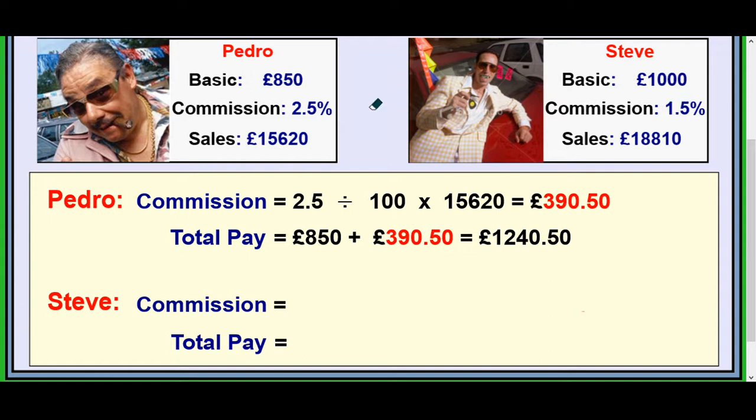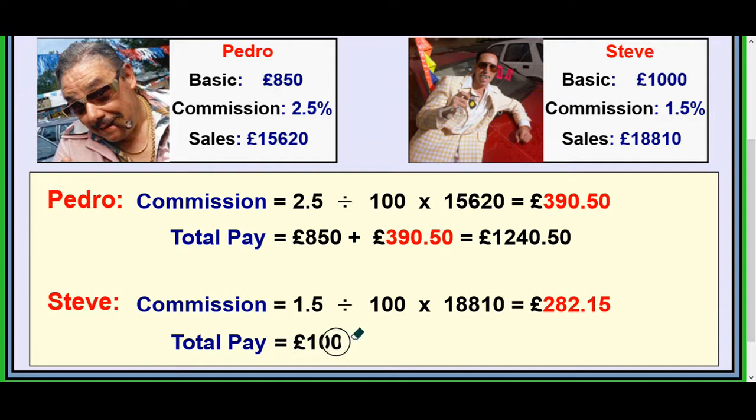Steve, on the other hand, he's got a basic salary which is bigger, but his commission's not as good. It's 1.5% instead of 2.5. So for Steve, the commission is 1.5% of the sales, so 18810. So 1.5 divided by 100 times that amount, and you'll get £282.15. And then add it on to his basic salary. So his basic salary was 1,000. Add on your £282.15, and you get 1,282.15.